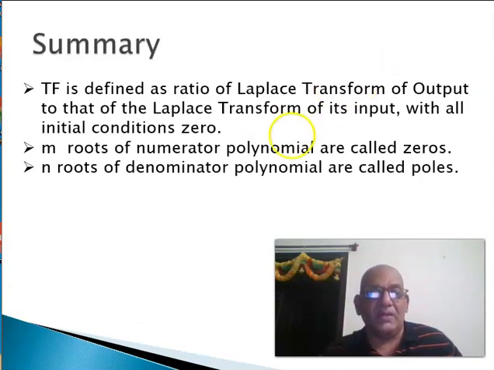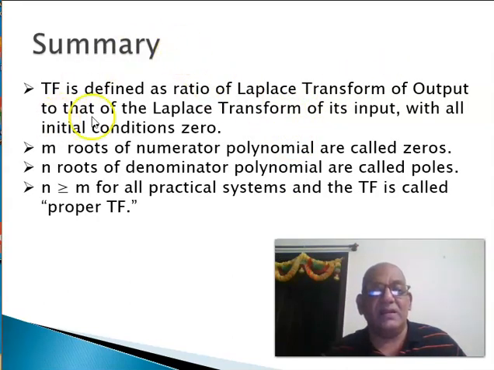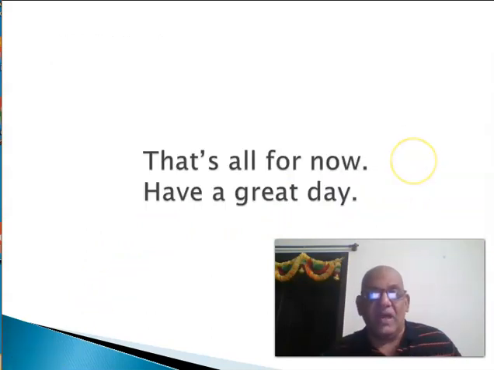So to summarize, we'll once again state that TF is the ratio of Laplace transform of output to that of input with all initial conditions 0. The m roots of numerator polynomial are called zeros, and the n roots of denominator polynomial are called poles. n is greater than or equal to m for all practical systems, and in such case the TF is called proper TF.